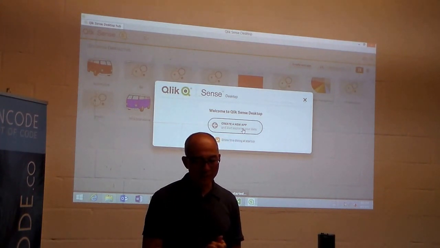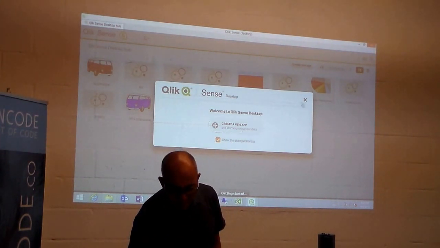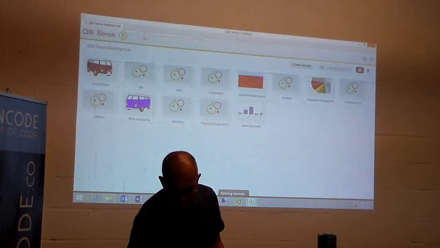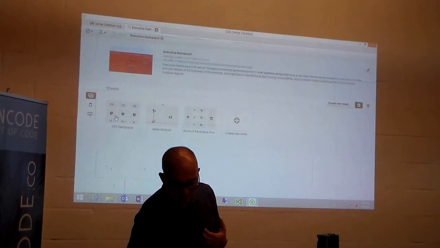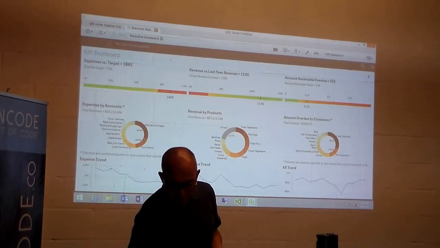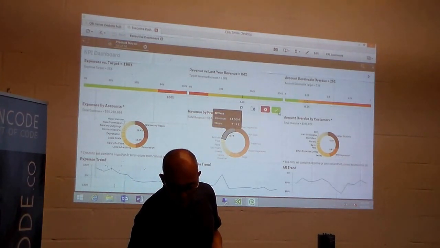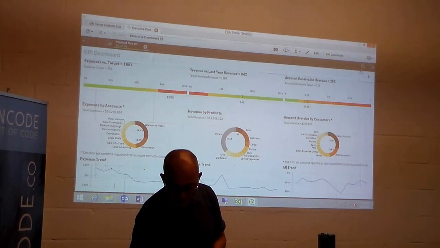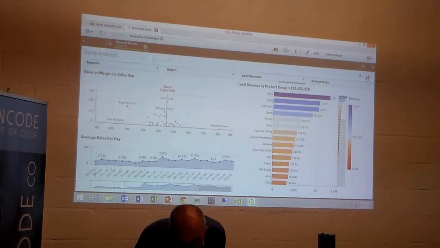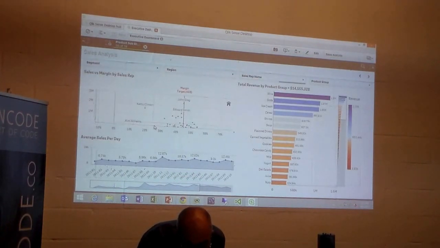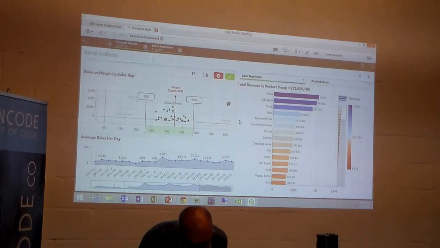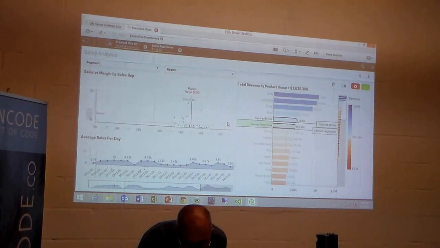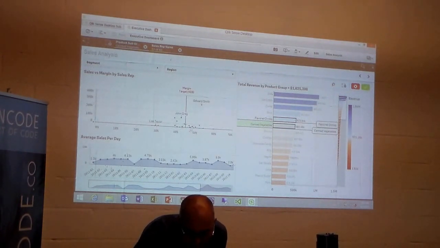So the QlikSense, again, same idea. I can pull up any of these, let's say an executive dashboard. You can do any kind of metrics. By the way, you can still click. If you click on any of these things, all the other stuff changes accordingly. It's the same thing that we talked about before. I can choose to look at this group, I can choose to look at this only. There's a lot of different ways that you can look at the data.